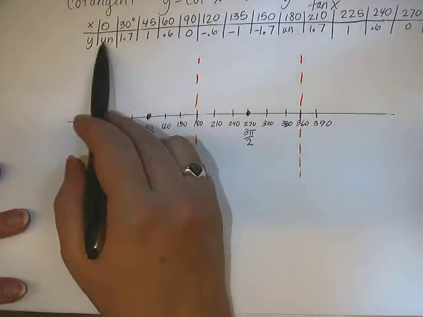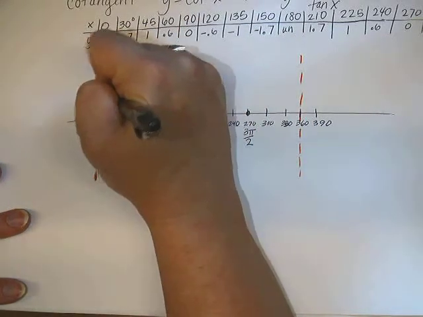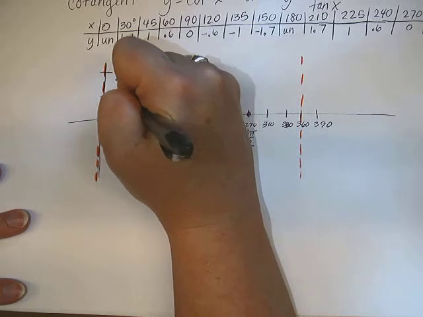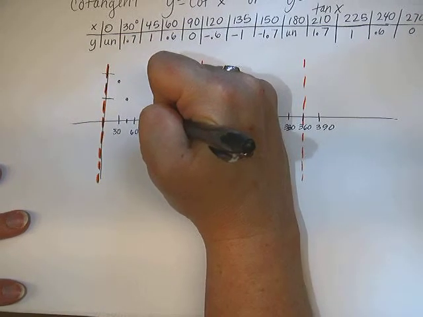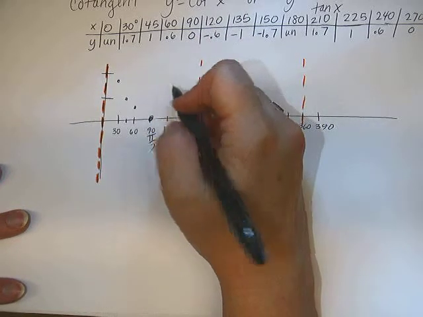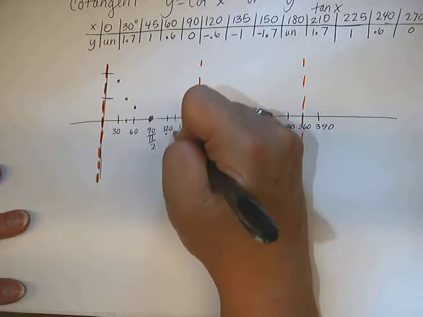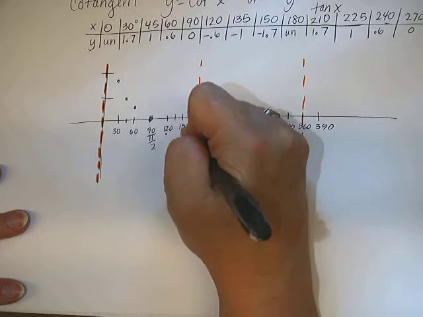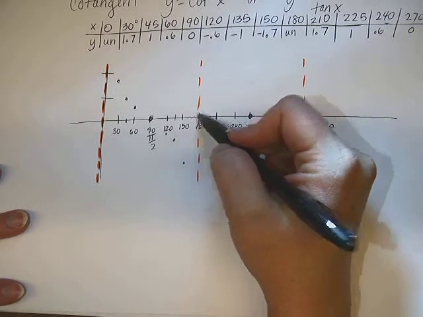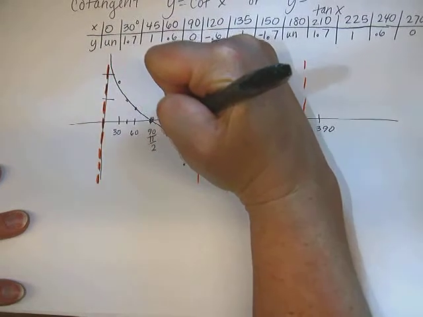Okay, let's go ahead and plug in some of these other points. So 30 degrees is actually up at 1.7. And 45 degrees, which is in between, is at 1 again. And then 60 degrees, which is at 0.6. Then 120 is at negative 0.6. 135 at negative 1. 150 at negative 1.7. If we were to plug in numbers into a calculator in between here, we would just get numbers that get closer and closer, of course, to those asymptotes.